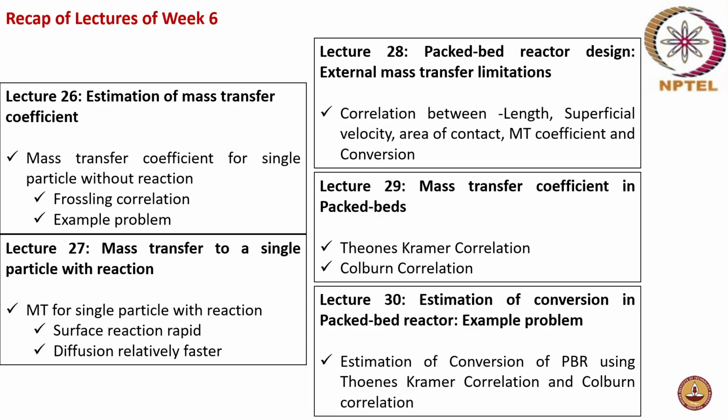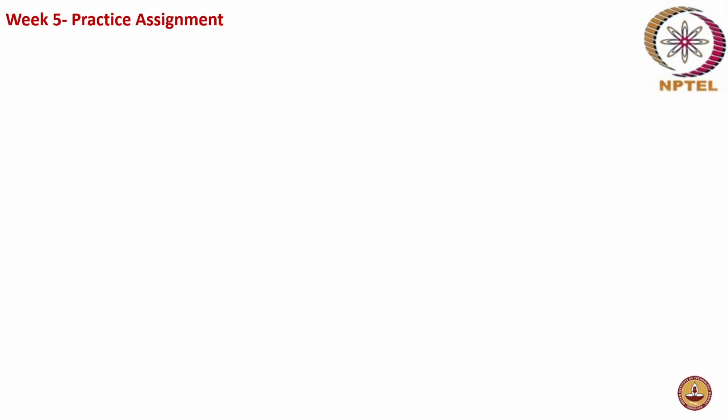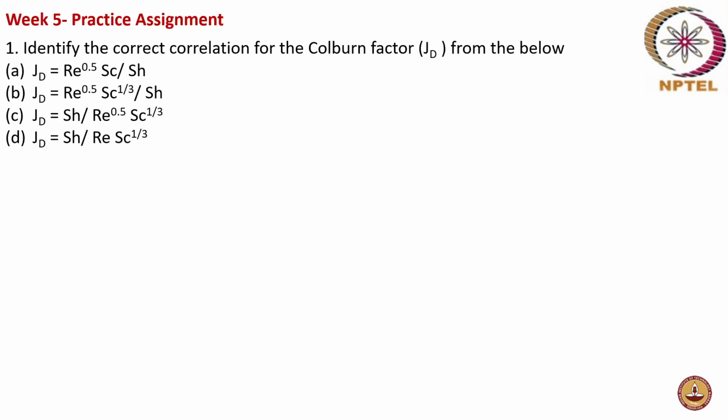In lecture 29, the Thoenes-Kramers correlation and Colburn correlation to estimate the conversion in case of packed bed reactors were discussed, and lecture 30 had an example problem being solved based on both the Thoenes-Kramers correlation and Colburn correlation. Now, let us move on to this week's practice assignment.